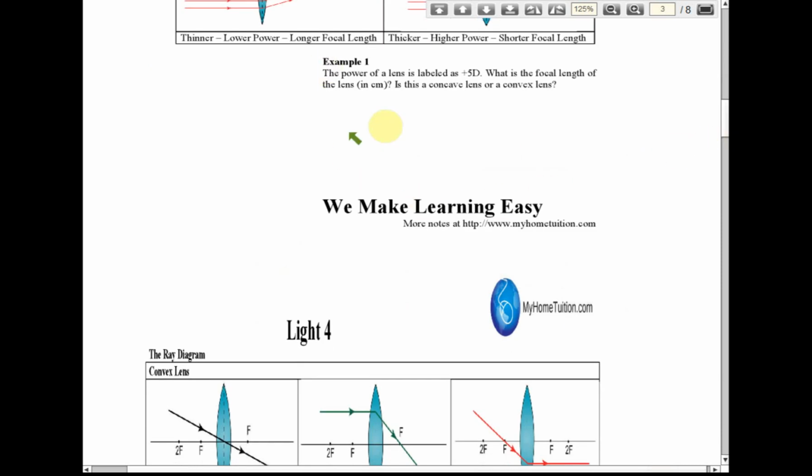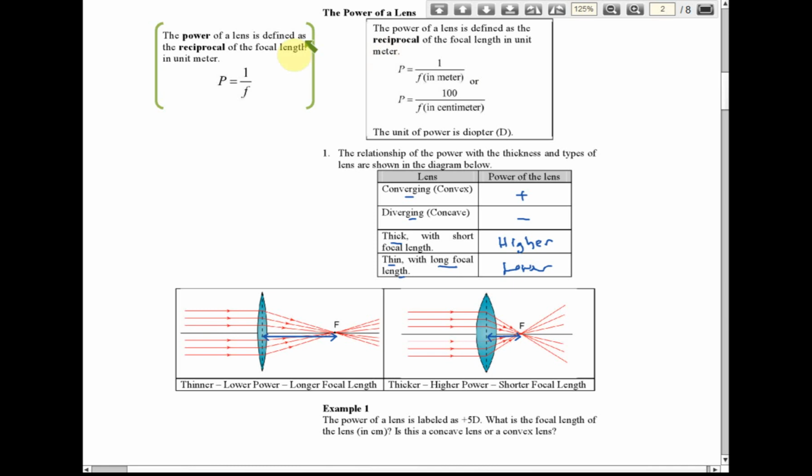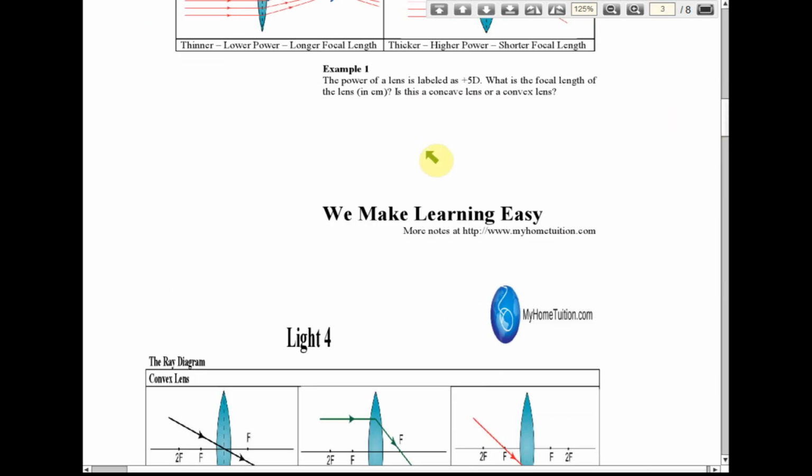Example 1, by using the formula P equals 1 over F, where F is in meter. But if you want to use centimeter, then it will be 100 over F. They give you the power of the lens, and then they want you to find the focal length in cm. P equals positive 5D, and P equals 1 over F. So positive 5 equals 1 over F, F equals 1 over positive 5 equals positive 0.2 meter, which is positive 20 cm. So the power is positive and it's a convex lens.